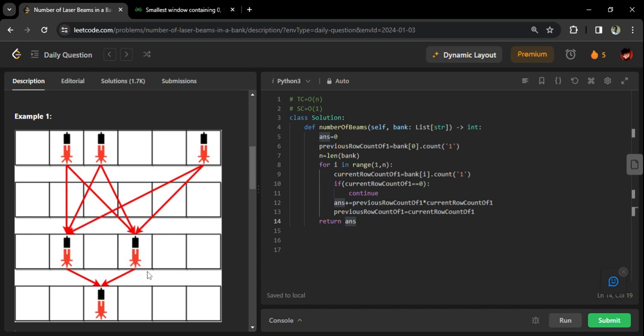So how many devices are there in row 1 is of no use to me. Initially, I will try to find how many beams are coming towards row 3. For that I need the number of devices in row 1. Once I count that, the number of devices in row 1 is of no use to me. Initially it should be storing the number of devices in row 1, but I don't need that after that. So I am storing this thing in there. What will this value be now? This value will be the number of devices in row 3.